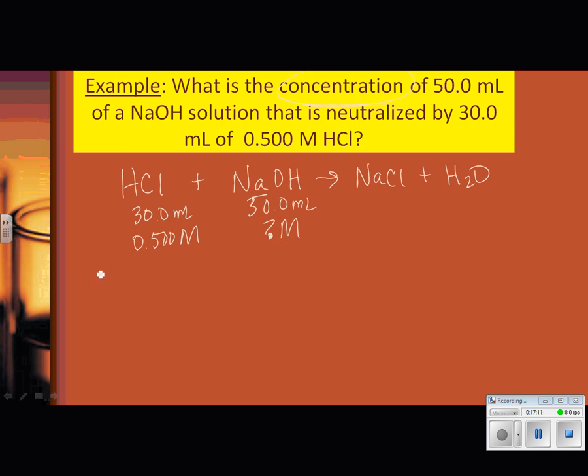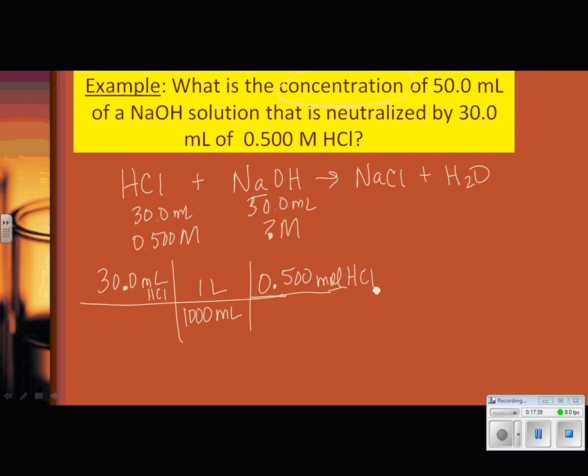So you're going to start with your 30 milliliters of HCl. The first thing you have to do is change it from milliliters to liters. We know there's 1,000 milliliters for every 1 liter. Then we know the molarity. Well, molarity is 0.500 moles of HCl for every 1 liter of HCl. That's molarity, remember, moles per liter.